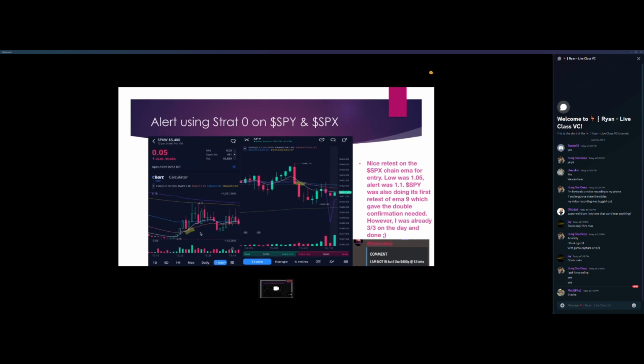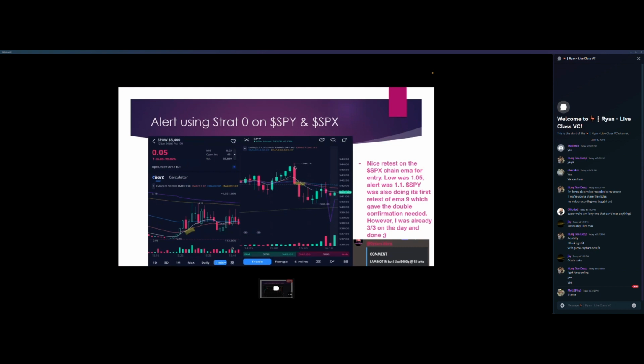This was an actual alert using Strat 0 on SPY and SPX. Again, Strat 0, EMA. Here's the EMA on SPX, and then here's the EMA on SPY. So remember, we entered off calls here, and then I got stopped out, and we got the retest of puts. This doesn't look like a retest, but at the time, it did come back down here, and then the same candle went back up to the EMA, and we had a nice bearish engulfing candle.